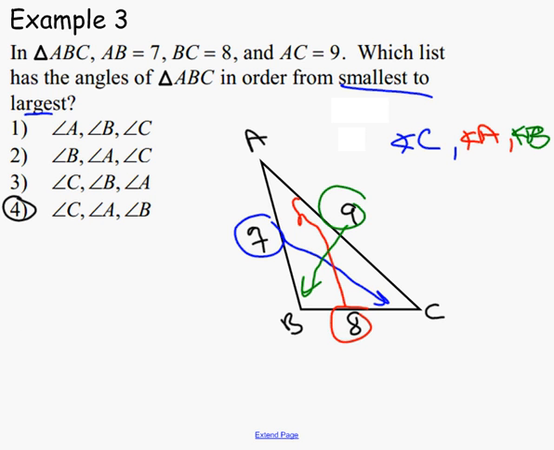And if you wanted to write this in equality form, you could write it like this. You could say angle C is less than angle A, and angle A is less than angle B. Forgot my less than sign. Let me redo that. So angle C is less than angle A, but angle A is less than angle B.